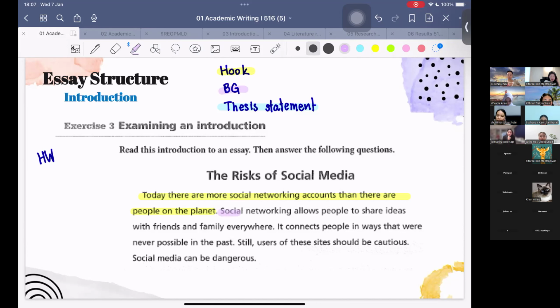However, for this sample, the background would be the second sentence, which starts from: social networking allows people to share ideas with friends and family everywhere. It connects people in ways that were never possible in the past. Still, users of these sites should be cautioned. That would be the background information.